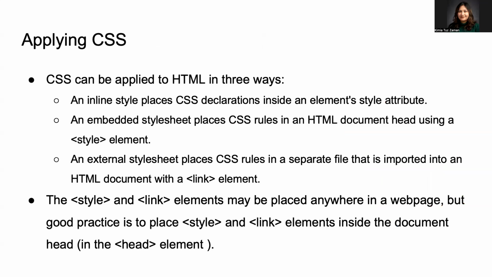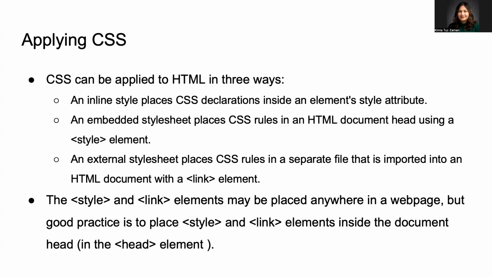Now, let's look at how CSS can actually be applied to an HTML page. There are three main ways to do this. The first way is inline style. This means you directly add the style inside an element's style attribute. For example, you might write a paragraph with style color as red. So this is quick for small changes, but it is actually not ideal for larger projects because it will mix the HTML with CSS.